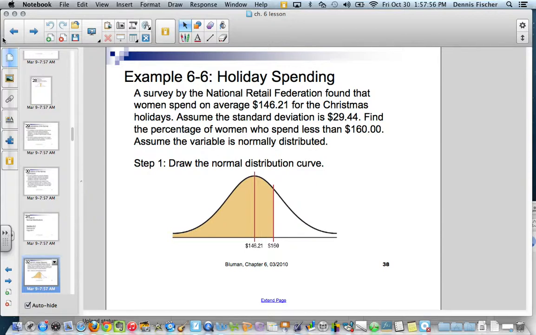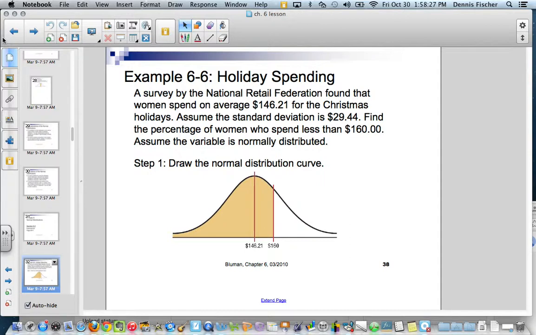Okay? So, $160. I would guess most of you spend more than that for Christmas. But here's the average. If we're looking at this data right now, 146.21 is our average, right? We want to know what percent of people spend less than 160. What do we know our percentage is going to be? At least 50%, right? Because it takes up half the graph already. So it's going to be probably 60% or something along that line.